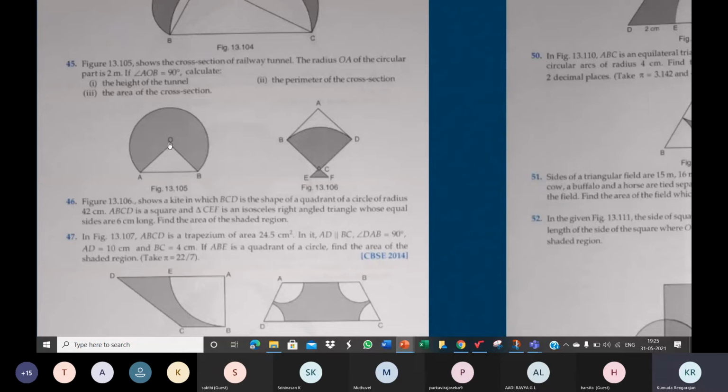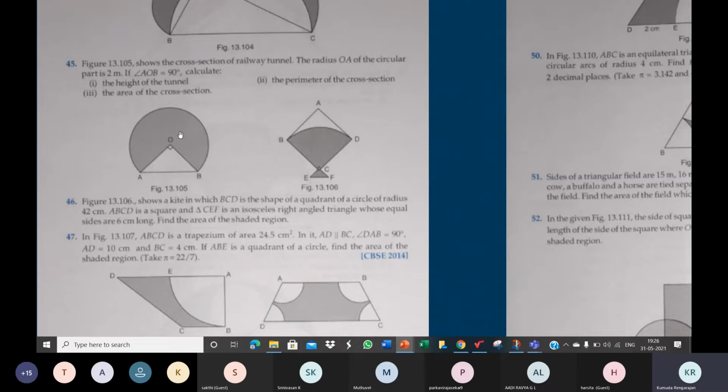Why this triangle is shown is for calculation purposes, to show the radius. And don't get deceived by the shaded region here, children. Don't think only the shaded region is the cross section. I'm repeating, the entire thing is the cross section.